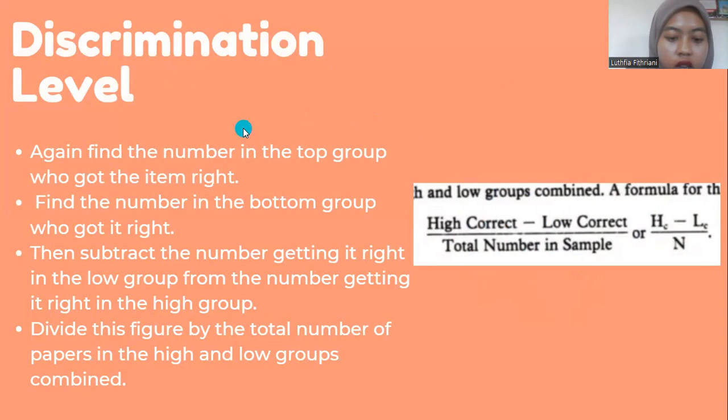Generally, it is thought that 10% discrimination or less is not acceptable, while 15% or higher is acceptable. Between 10 and 15% is marginal or questionable. So according to the result of discrimination level for question number one, that is 15%, it can be concluded that the question number one is acceptable discrimination. So that's all about evaluating tasks.